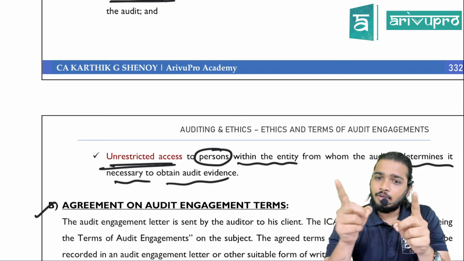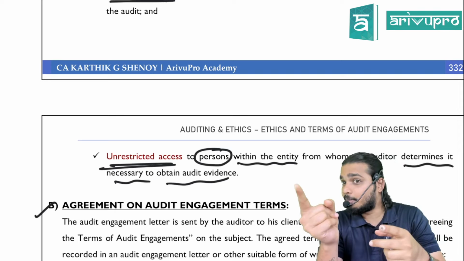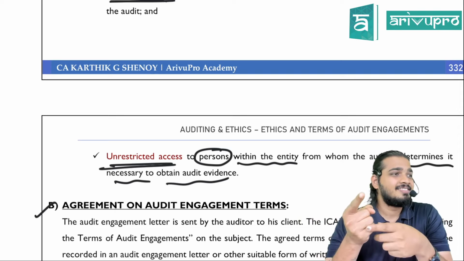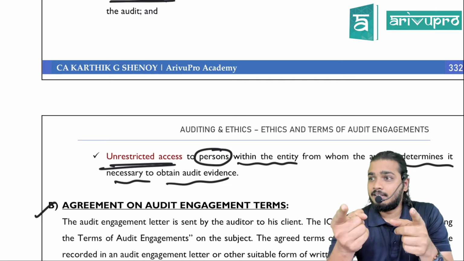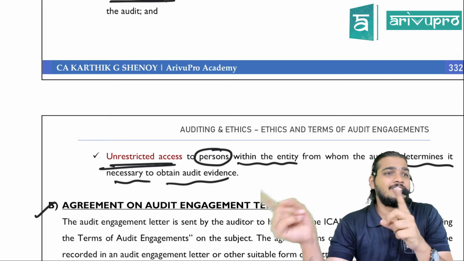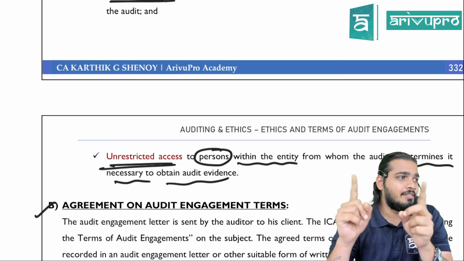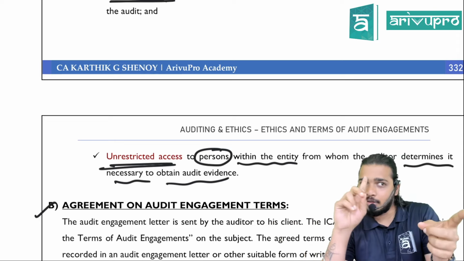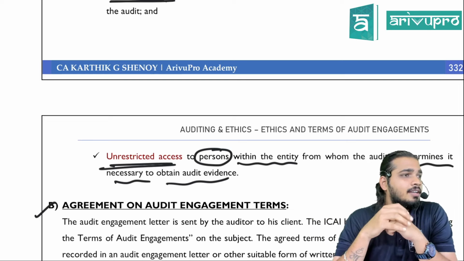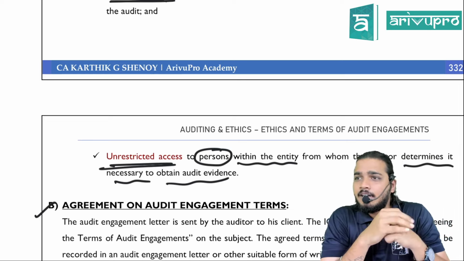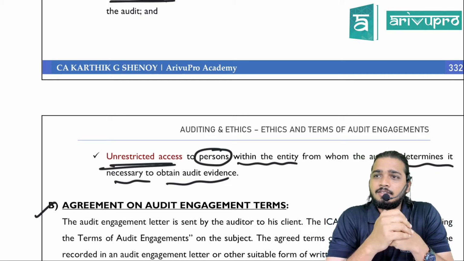That is called professional skepticism. Understood? Questioning mind. Being alert to conditions. Critical assessment of evidence. That should be in your mind. How should I question them to get what I want? Clear? Understood? Yes.